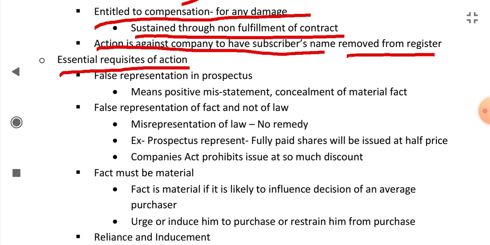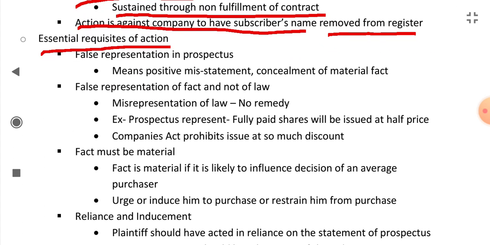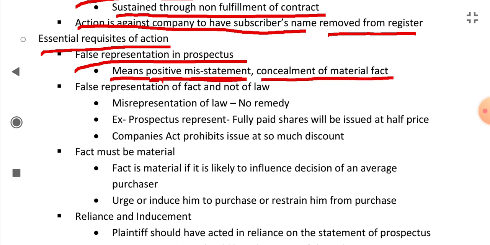What are the essential requirements of action? When can action be taken? When there is false representation in the prospectus. False representation means positive misstatement. The misstatement should be positive, not a negative misstatement. Or there is concealment of a material fact. This is the first requisite if you have to take action.